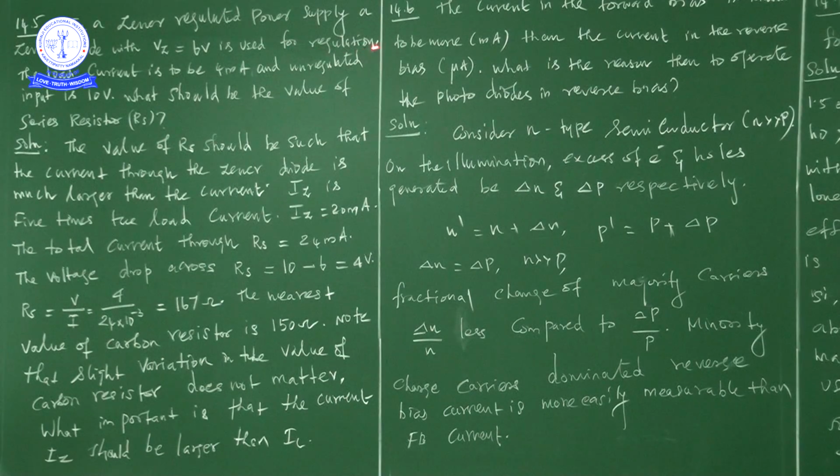It is used for the regulation. The load current is to be 4 milliampere. So here, as additional information, the load current is 4 milliampere. So till now we know three data. The first one is that the voltage across the Zener diode is 6 volt.